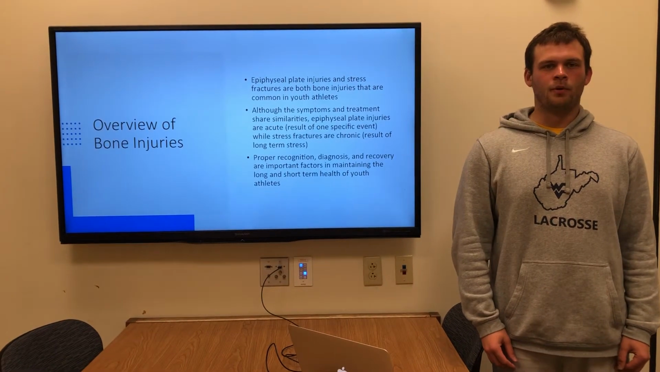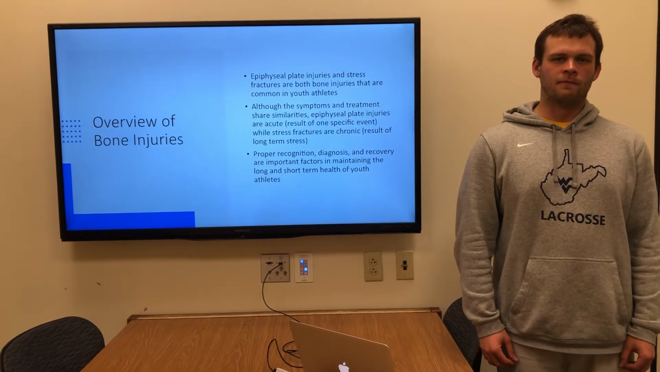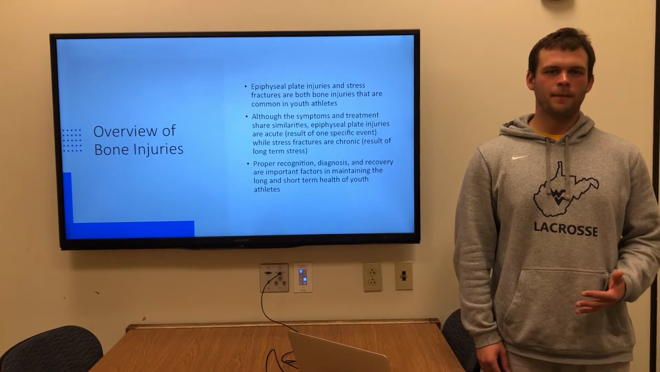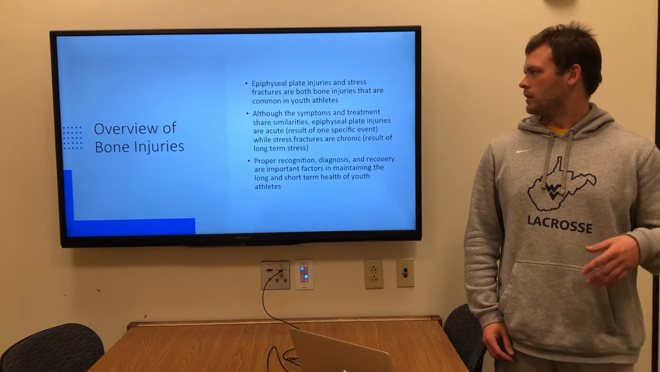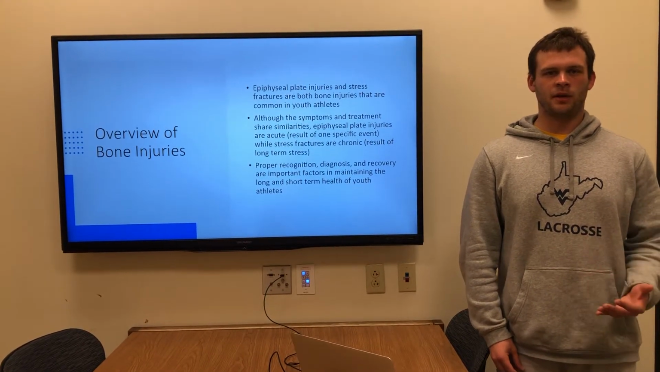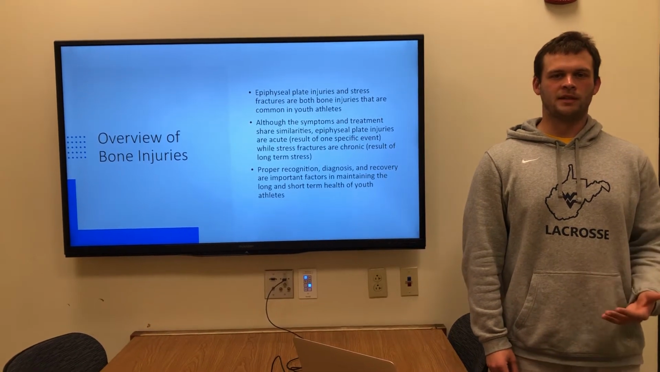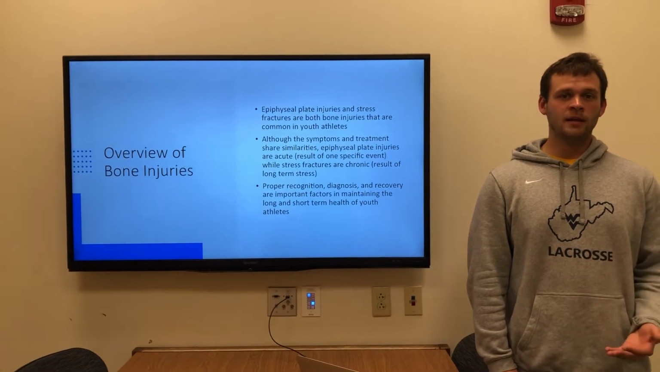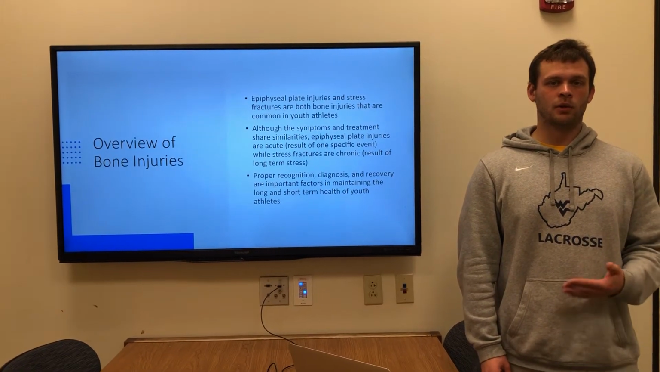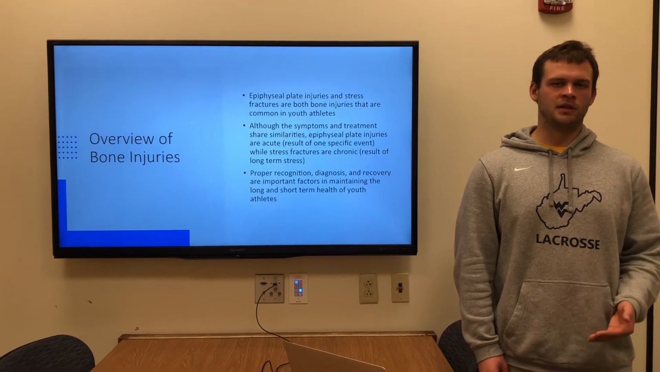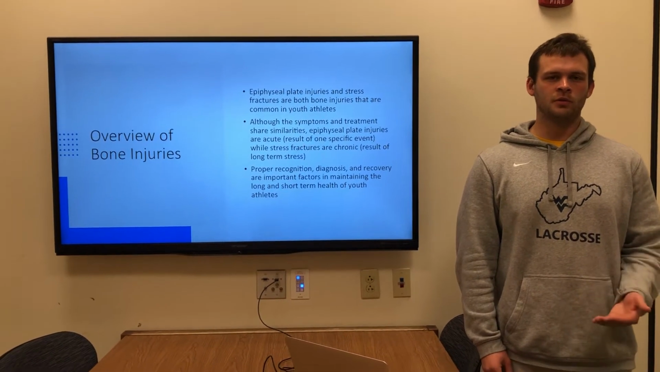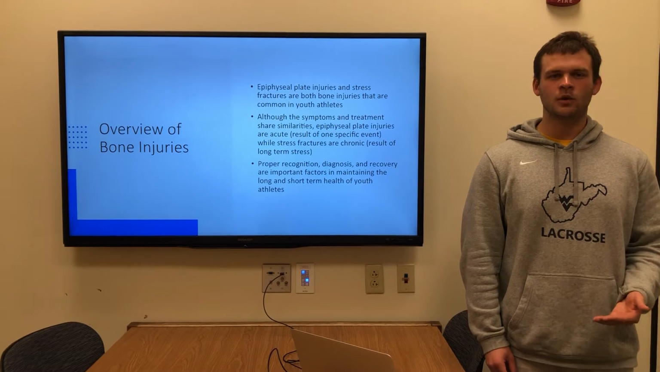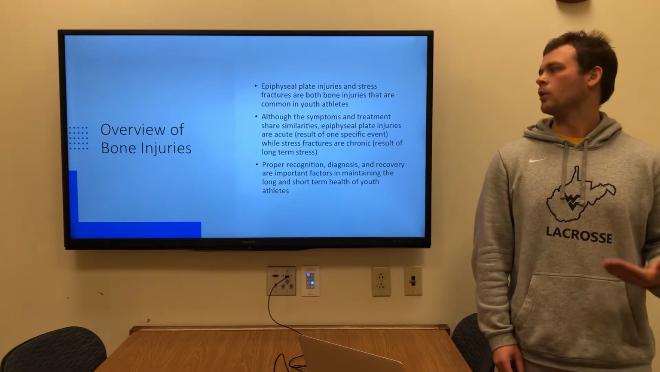So there are two common bone injuries that we're going to discuss today. The first one is an epiphyseal plate injury, and the second one is a stress fracture injury. The symptoms and treatment of these two injuries share similarities. However, they are different in the sense that an epiphyseal plate injury is typically a result of an acute event, such as a fall, car accident, or collision, while a stress fracture is the result of long-term overuse and chronic overtraining that commonly happens in endurance athletes or athletes who play the same sport year-round.